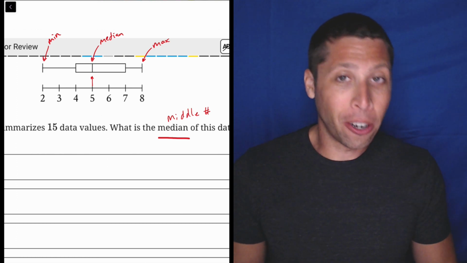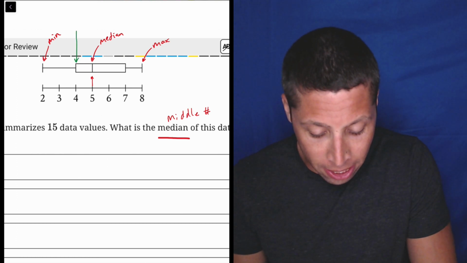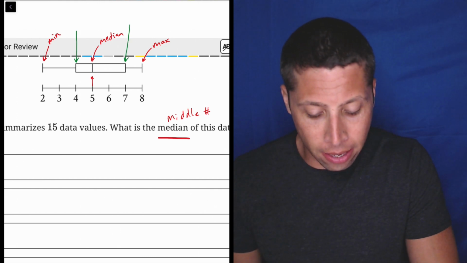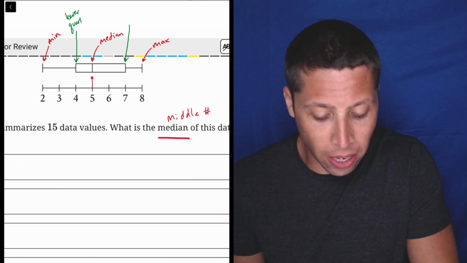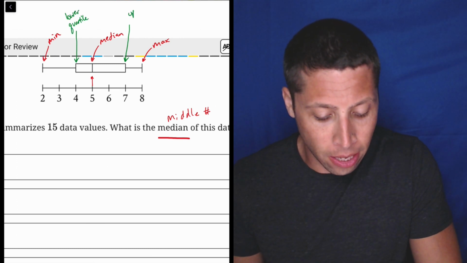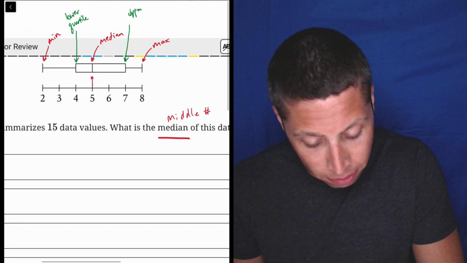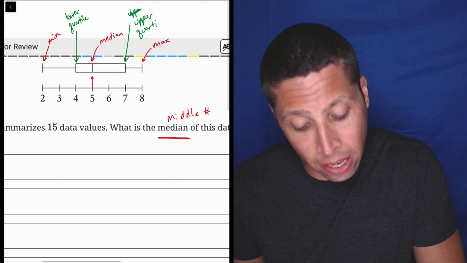But there are, of course, going to be these other two components right here and right here, the two ends of the box. And these are sometimes called the lower or first quartile and the upper or third quartile.